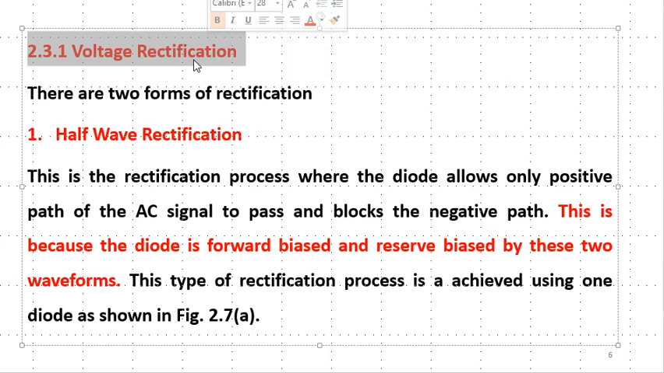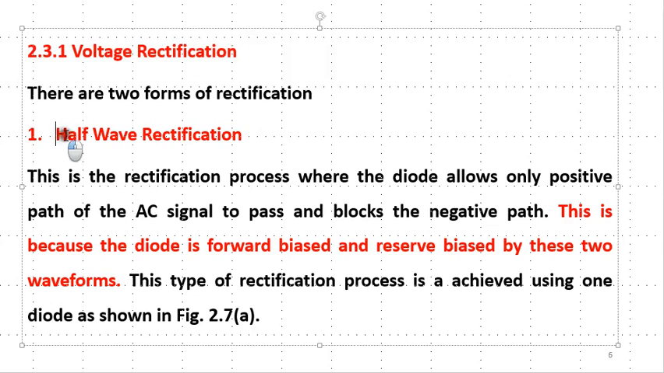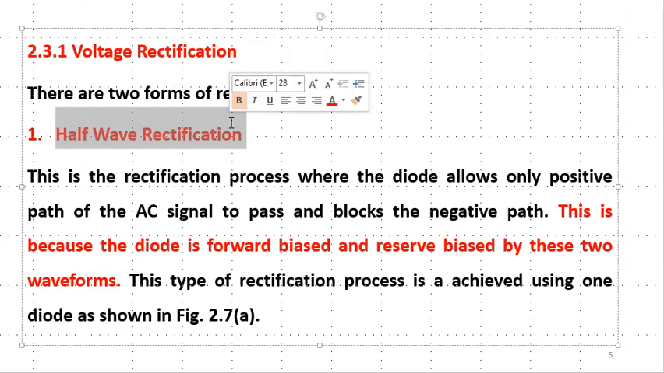And we have different types of rectification. We have half wave rectification and we have full wave rectification. So what is half wave rectification? We define this as the rectification process where the diode allows only the positive part of our alternating signal to pass and blocks the negative.